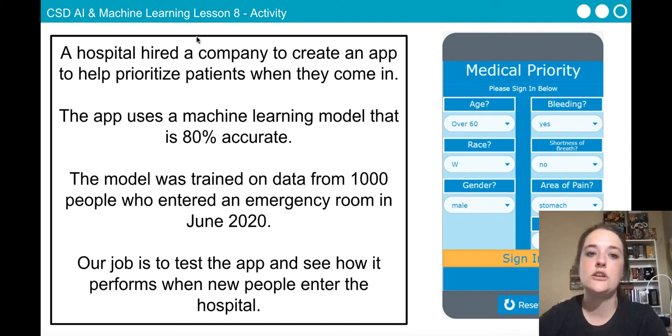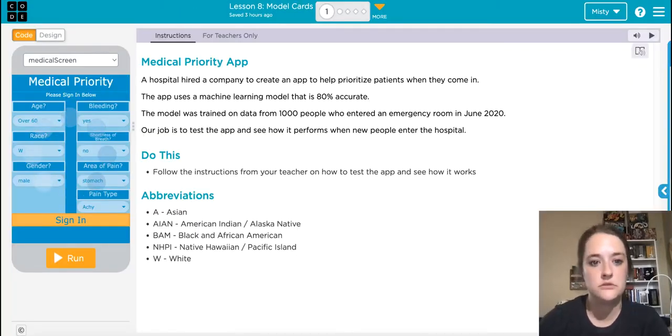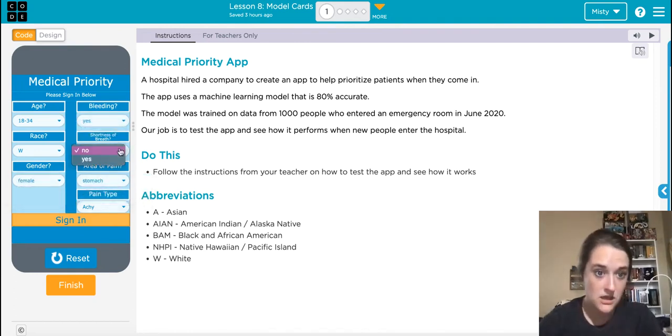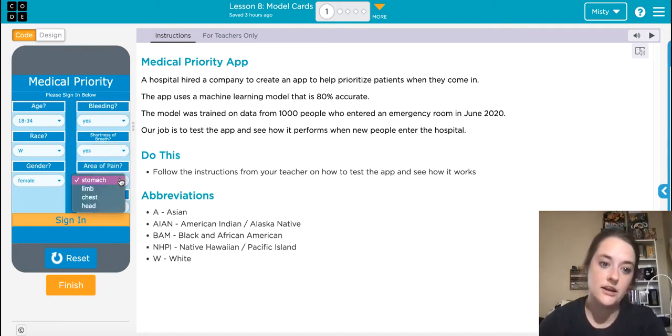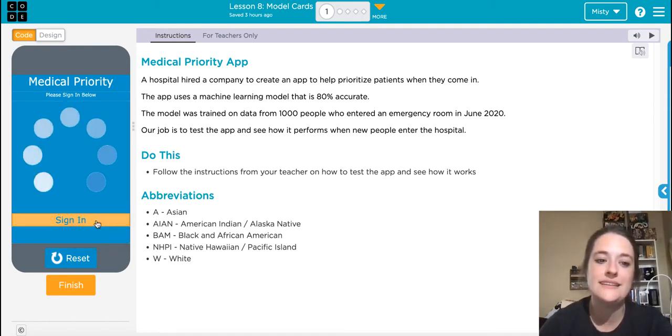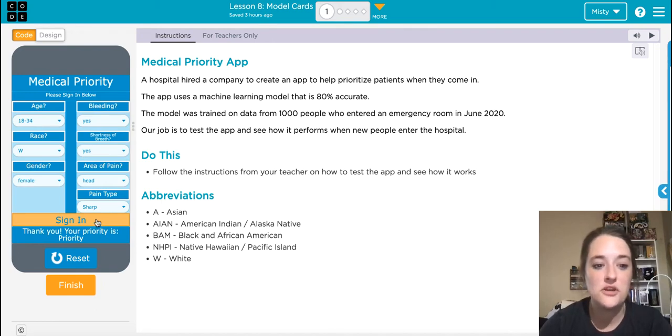So let's look at how this app works. Okay, follow the instructions on how to test the app. So let's go ahead and hit run. Put your age, your race. Okay, are you bleeding? Yes. Shortness of breath. Yes. Areas of pain. Let's say limb. Well, let's say head. Pain type. Sharp. Sign in. Thank you. Your priority is priority. What? Okay.